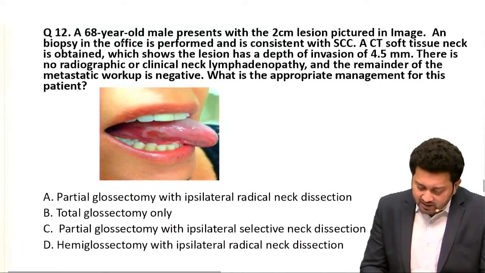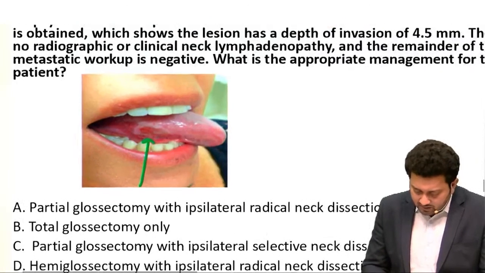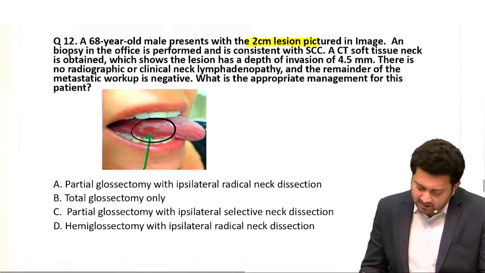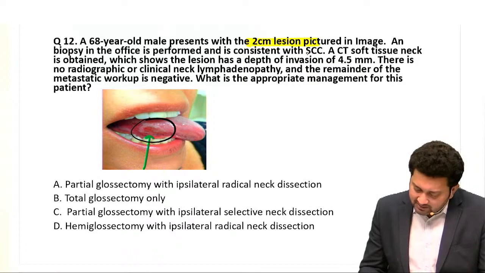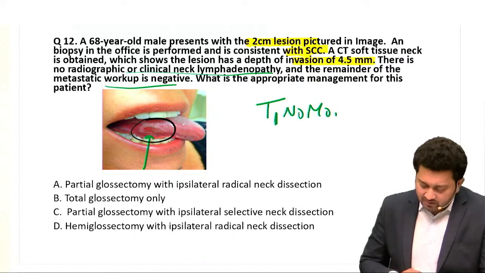Okay, a 68-year-old male and a 2 cm lesion as pictured. I don't know whether you can see the picture clearly or not, but there is an ulcerative lesion in the tongue. Biopsy is consistent with squamous cell cancer and depth of invasion 4.5, 2 cm, 4.5. It looks like a T1 tumor. No lymph node involvement, N0, and metastasis is also 0. What is the appropriate management for this case?